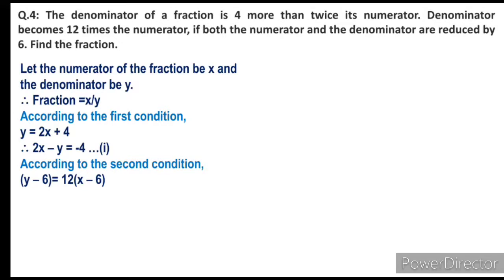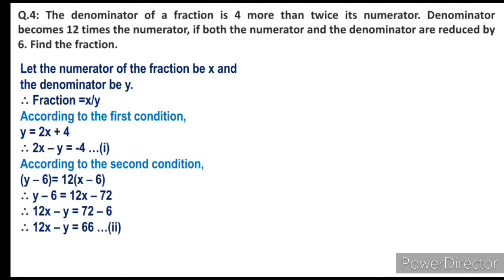Now we'll multiply 12 by x minus 6. You will get 12x minus 72. Now we are going to arrange it. 12x minus y equal to 72 minus 6. So 12x minus y equals 66. So you have both equations. You just have to find out the value of x and y.